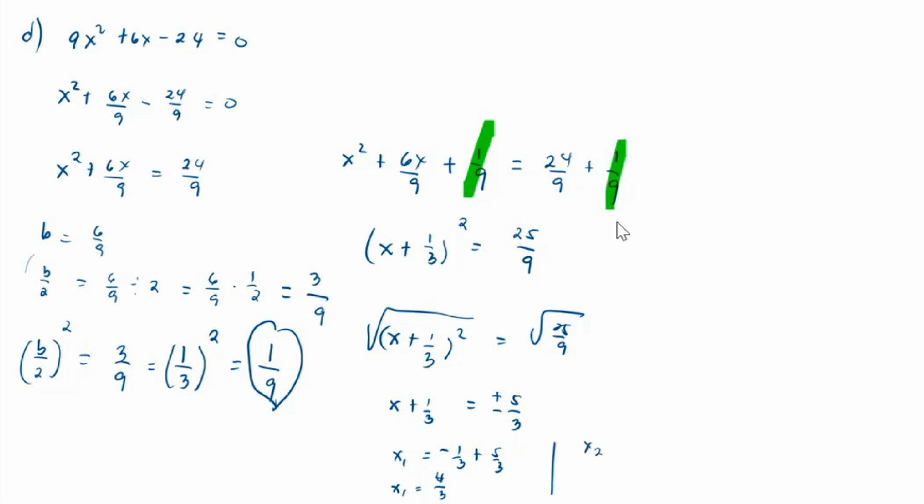And for the other value, x sub 2, we use negative 1/3 minus 5 over 3. So we have negative 6 over 3, which is negative 2. This is the other possible value of x. So we have negative 2 and 4 over 3. The reason I said possible values is that we need to check first for extraneous roots. But this time, I'm not going to discuss the extraneous roots. So those are the possible values of x.